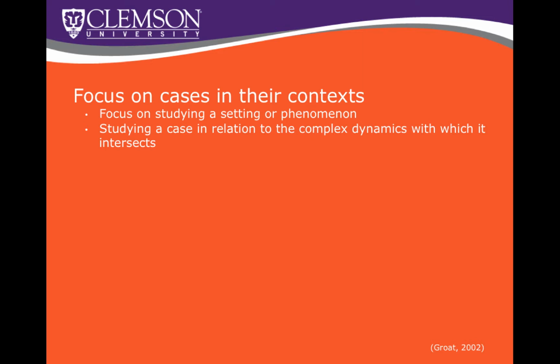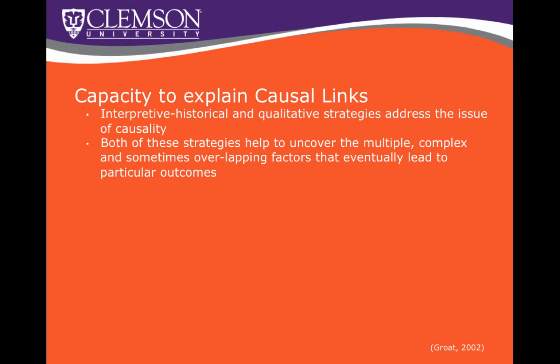So the first characteristic is a focus on cases in their context. Essentially it means focus on studying a setting or phenomenon, studying a case in relation to the complex dynamics with which it intersects. The second characteristic, capacity to explain causal links, means interpretive, historical, or qualitative strategies address the issues of causality. In other words, why something has occurred. Both of these strategies help to uncover the multiple, complex, and sometimes overlapping factors that eventually lead to particular outcomes.